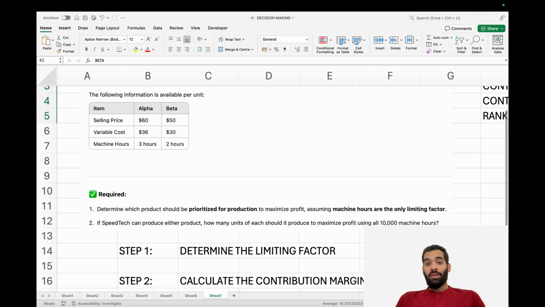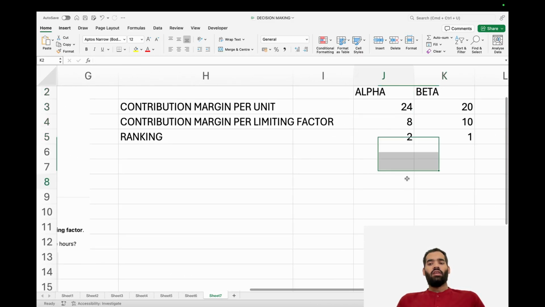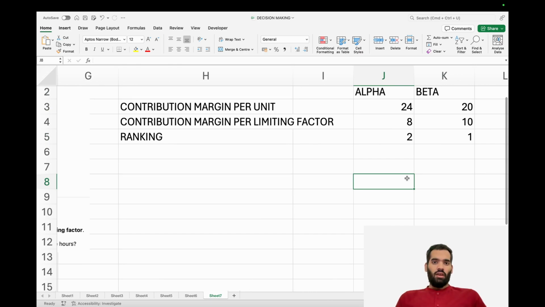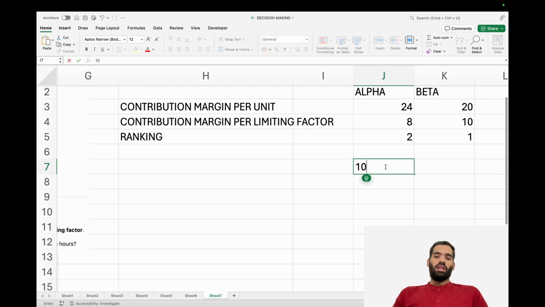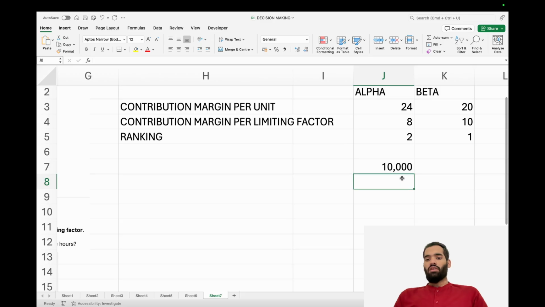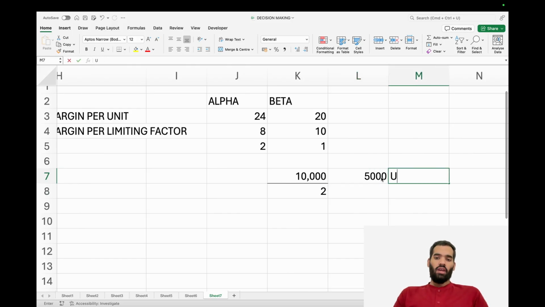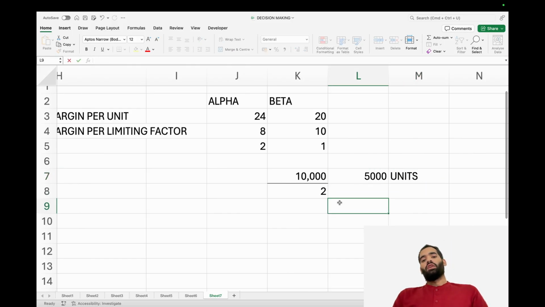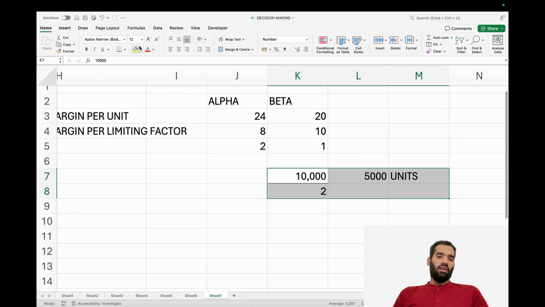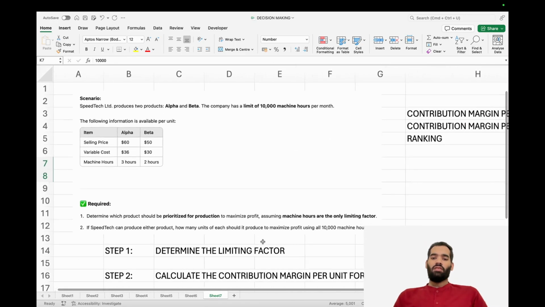So now we have to determine with 10,000 machine hours, how many units of beta can we make? The formula is very simple. You divide the total limiting factor by the per unit requirement. In this case, total machine hours divided by the machine hours we need per unit of beta, which is 2 hours. So we should make 5,000 units of product beta. And that's it. That's how you make the limiting factor decision.